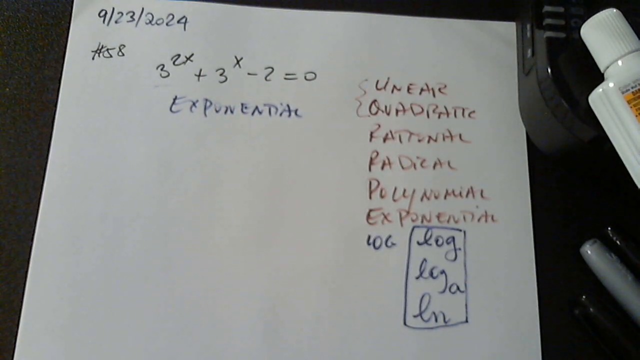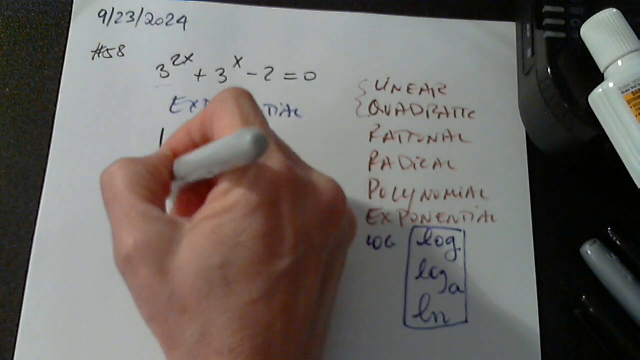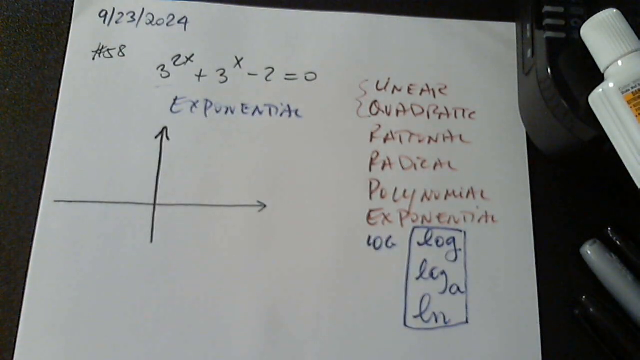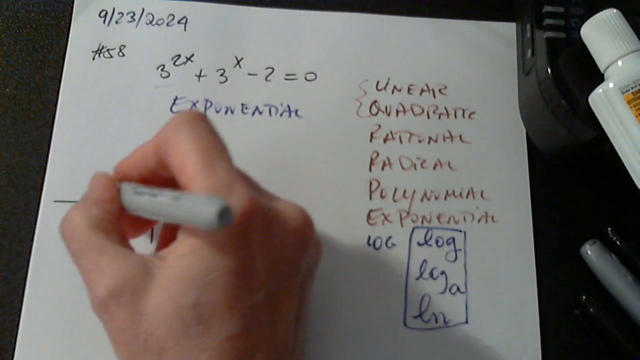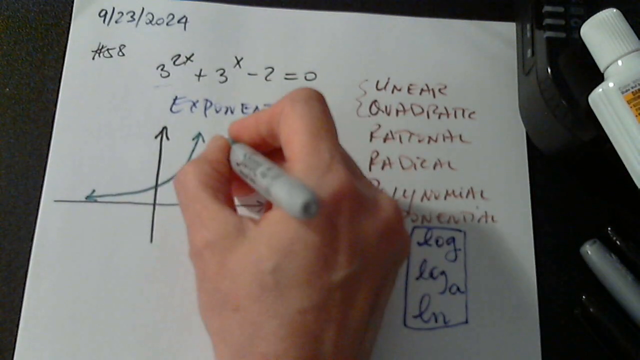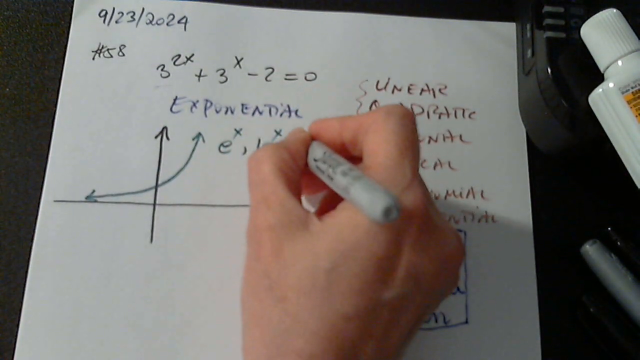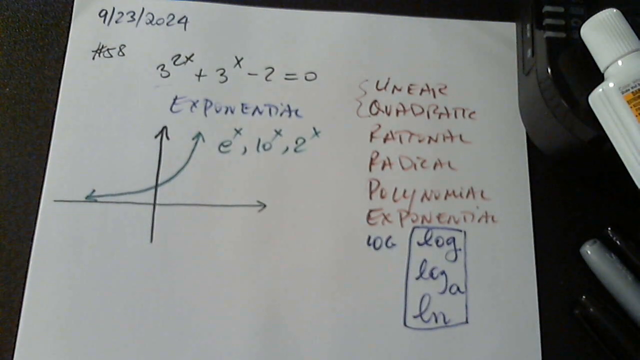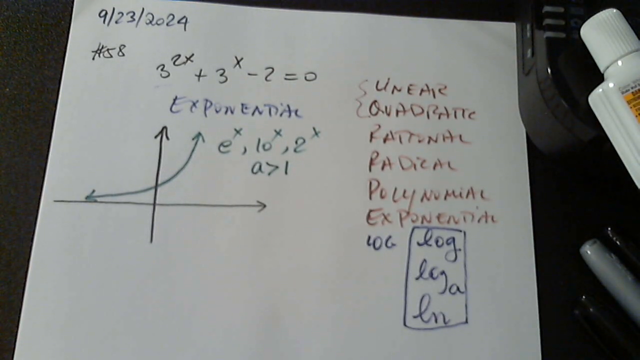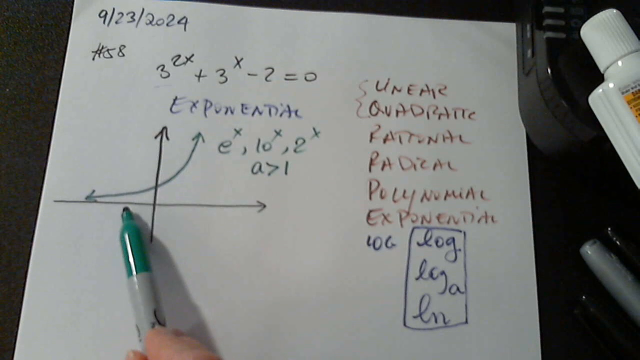One thing I would like us to refresh our memory on, at least the two graphs, exponential and log, with base greater than 1. So I hope you remember that this is the shape of e to the x, 10 to the x, 2 to the x, 4 to the x, 3 to the x, and so on and so forth. Any base greater than 1. So this is the exponential function.